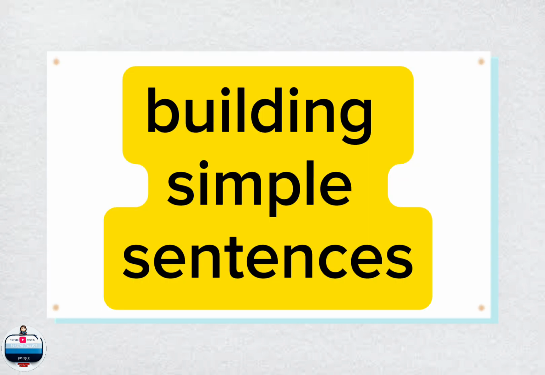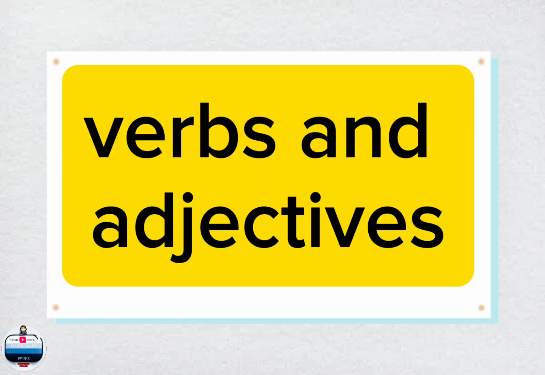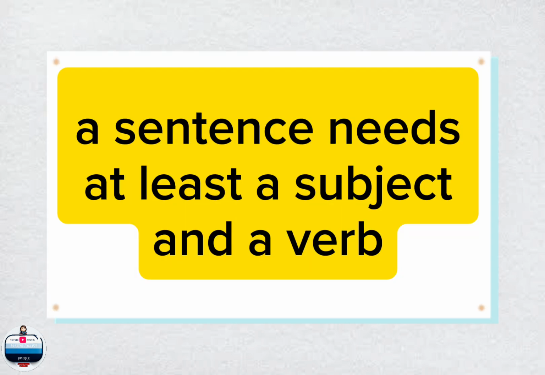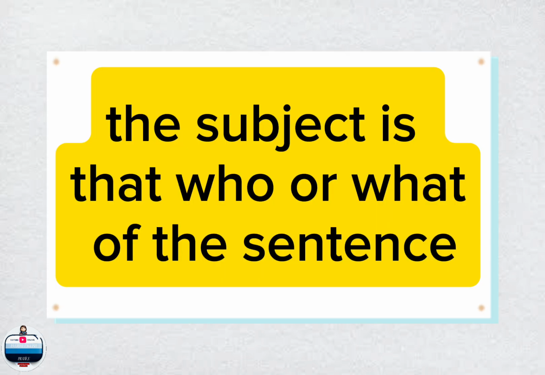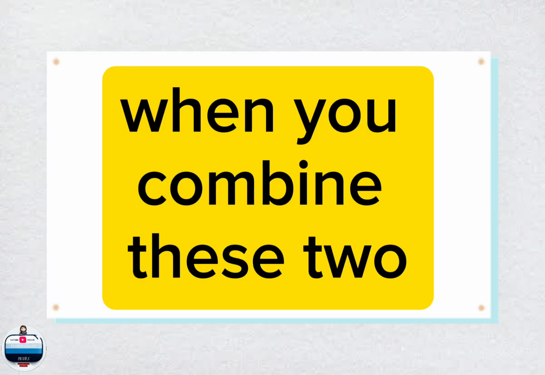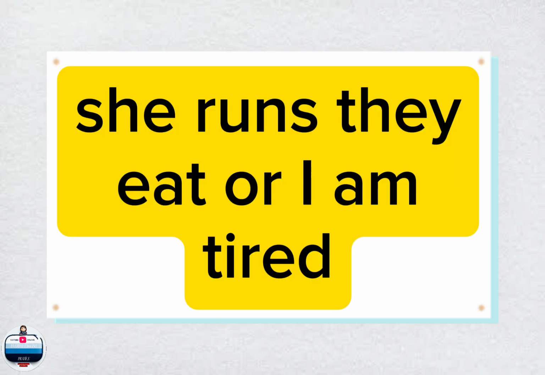Building simple sentences. Once you understand nouns, verbs, and adjectives, it's time to put them together and create sentences. A sentence needs at least a subject and a verb. The subject is the who, or what, of the sentence, and the verb describes the action or state of being. When you combine these two, you get a basic sentence. For example, she runs, they eat, or I am tired.